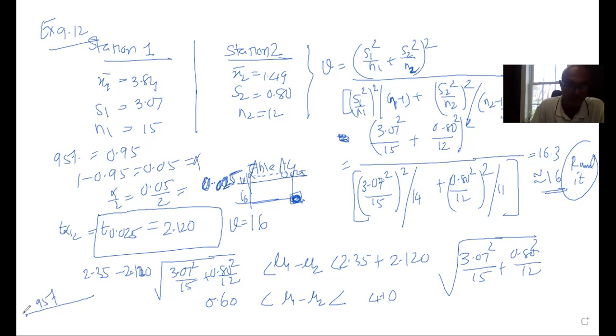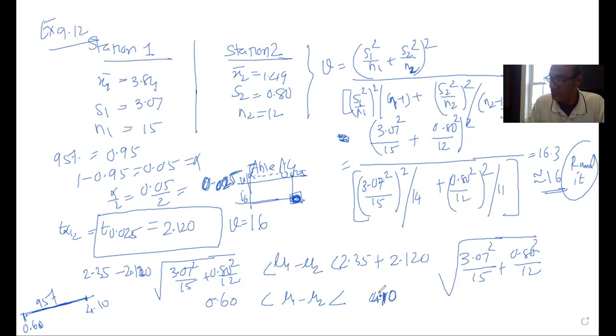So 95% of the values are lying between this 0.60 and 4.10, between these two values. And that means we can say with 95% confidence that the interval from 0.6 to 4.10 milligrams per liter contains the difference of the true average orthophosphorus contents for these two locations. I repeat, the interpretation of the problem is like this. Because we are getting 0.60 is less than mu1 minus mu2 is less than 4.10.